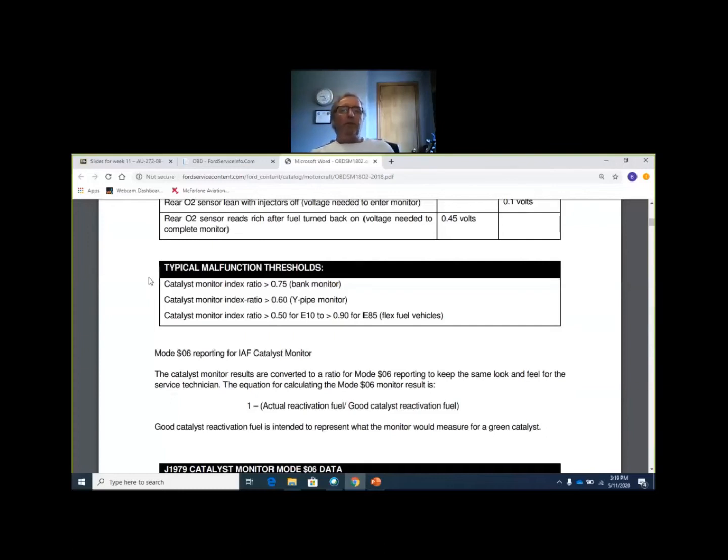Typical malfunction thresholds. So index ratio catalyst monitor for either bank, if the index ratio is greater than 3/4. If it's a wide range type, greater than 0.6. If we have a flex fuel vehicle, then it depends. If we're running on E10 and the ratio is greater than half, 0.5, that's bad. But if we're running on E85, it's got to be greater than 0.9 for it to be bad.